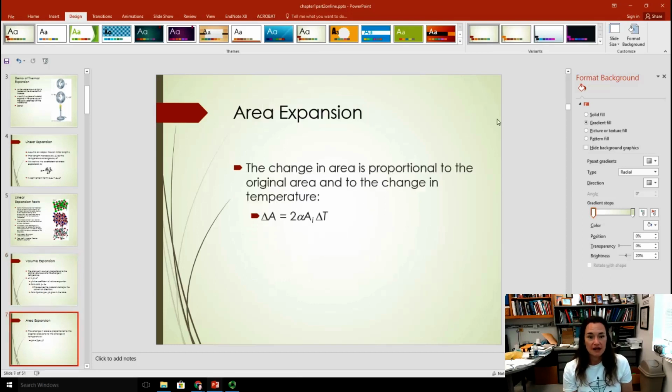We can also define the change in the area as an object is heated, and that, as you might guess, is written as delta A equals 2 alpha A_i delta T, where delta A is the change in area, alpha is the linear expansion coefficient, A_i is the initial area, and delta T is the change in the temperature.